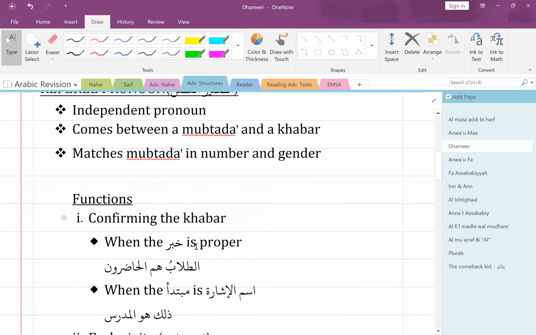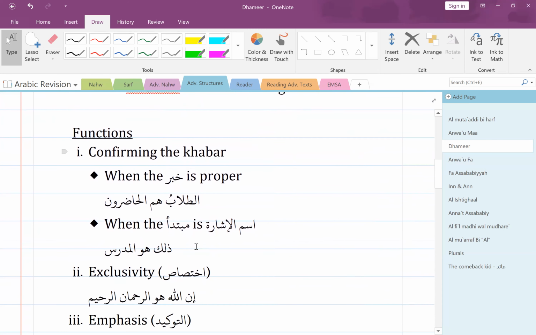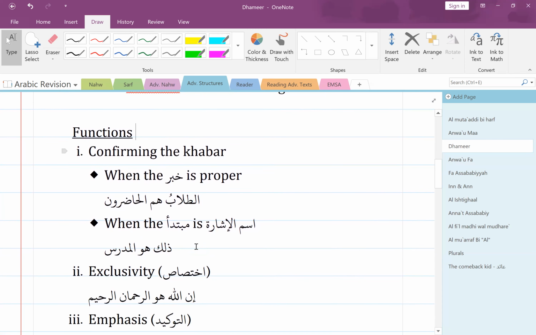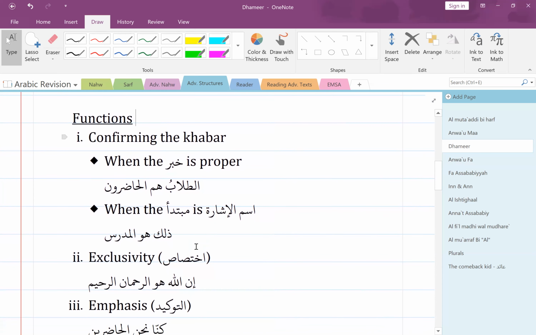So there are three main functions or three main roles of a dhamir al-fasl, of a referee pronoun. Number one, confirming the khabar. So it's there to confirm, to tell you that this is actually the khabar. Like, don't be confused because it has al on it. By the way, the khabar is always going to have al on it. So you see the khabar has al on it and you're like, but we said khabar is almost always common, right?